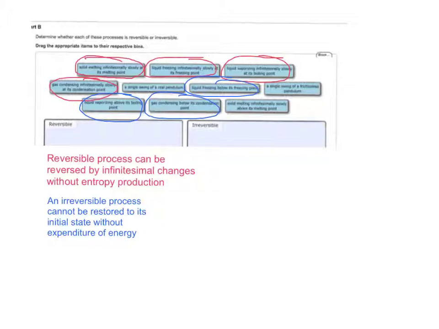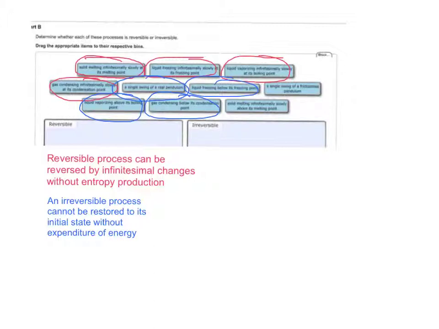Now let's take a look at swinging of a pendulum. A single swing of a real pendulum is irreversible because there is friction involved in the pendulum, and thus this increases the entropy. So this is irreversible. You can think about it by thinking of an actual pendulum.